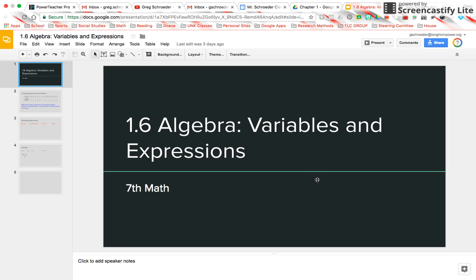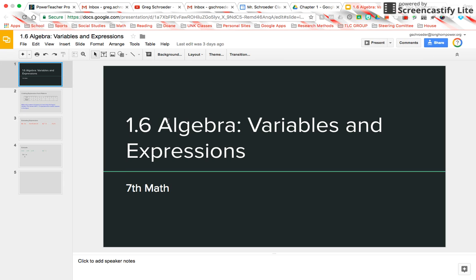All right, today we're going to look at 1.6, which is algebra and variables and expressions. Quick note going into this is expressions do not have equal signs. Okay, equations have equal signs. We're going to work with expressions and the variables, which are the letters that represent other objects within our problems.